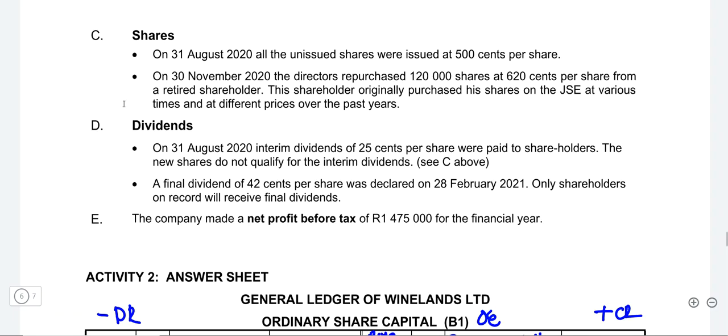So remember here they're saying on the 31st of August, all unissued shares were issued at 500 cents per share. Remember 500 cents, if you divide this, they said on the 31st what they did, all the unissued shares, they were issued at 500 cents. Remember 500 cents is equal to 5 rand. Okay, so now they are issuing those shares. So remember, once you issue shares, you are going to get money for that.